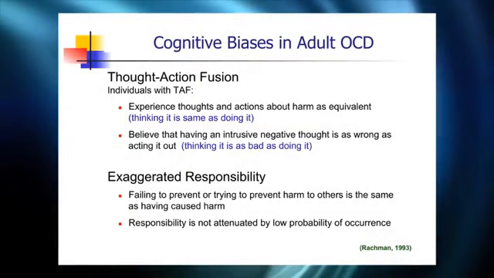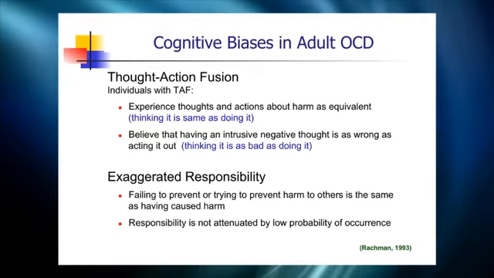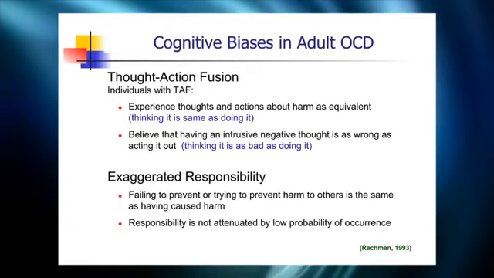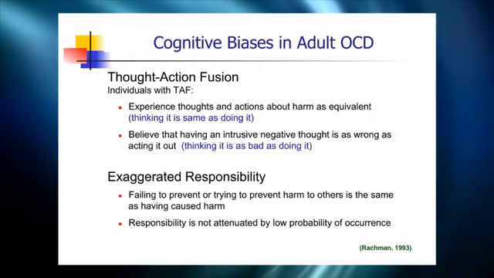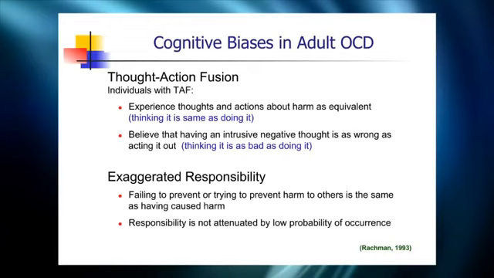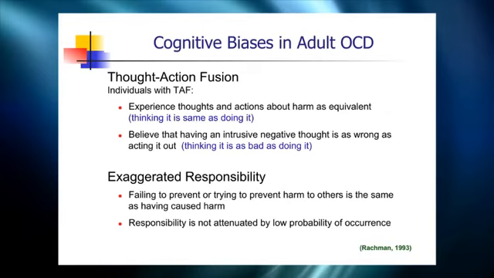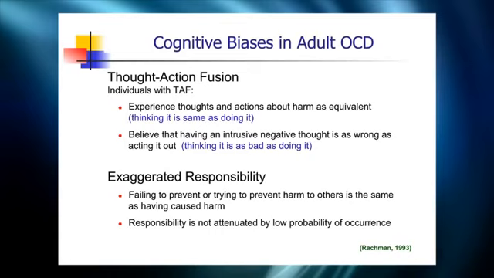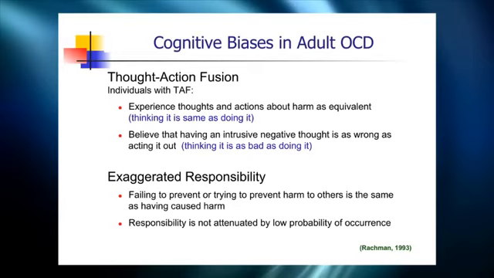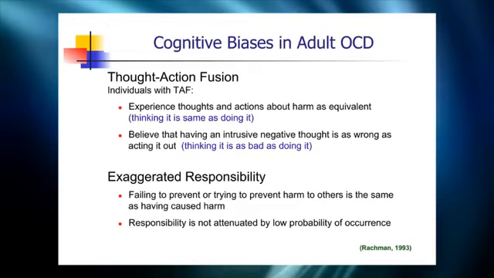The exaggerated responsibility component basically says that individuals with OCD have been shown to be more likely to feel that if they fail to prevent harm or try to prevent harm to somebody, it's the same as them actually having caused harm. So again, think about a patient that says, if this isn't straight, my mom is going to die. If I don't straighten this, then I'm basically causing my mom to die. And even though I know there's a 1 in a million chance, I know that this thought is completely irrational, it doesn't matter. I'm still responsible for potentially harming my mother, and that's a reprehensible thing to think about.